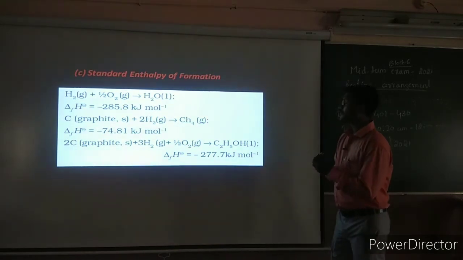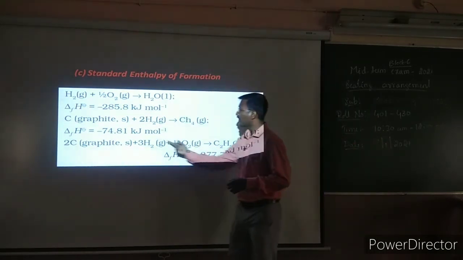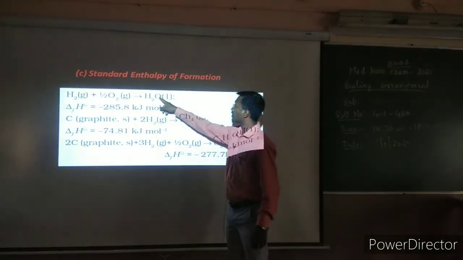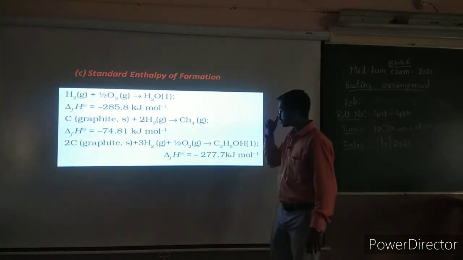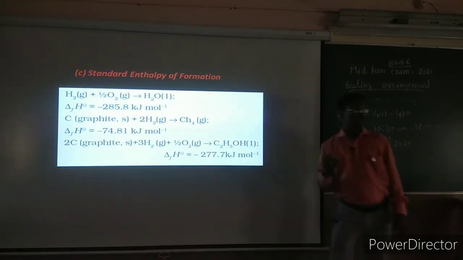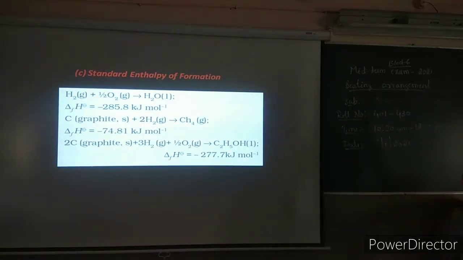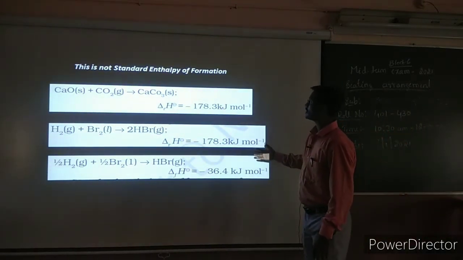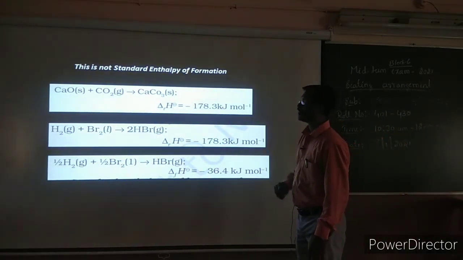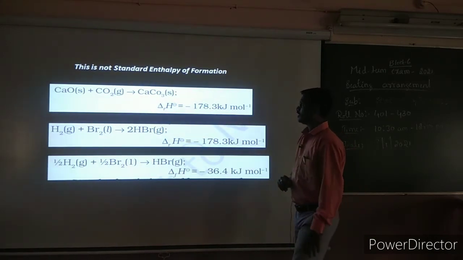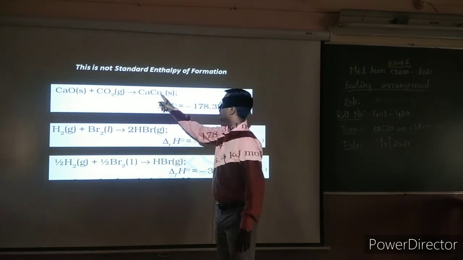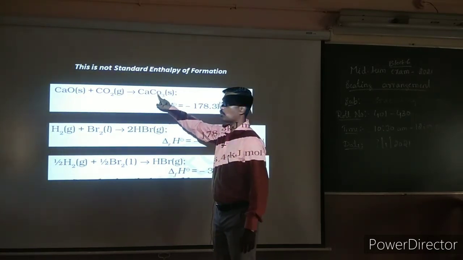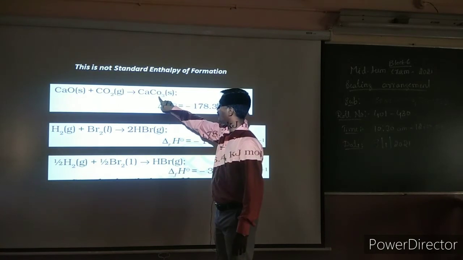Standard enthalpy of formation means whatever we take, the formation must be of compulsorily 1 mole of product only. If it is more than 1 mole, it is not considered a standard enthalpy of formation. Look here, these are the three examples. This is not a standard enthalpy of formation. Why? Here, look, calcium carbonate. Here also it is wrong. You have to write capital O; if you write a small o, it becomes CO, cobalt. Most times you have to write the capital O.